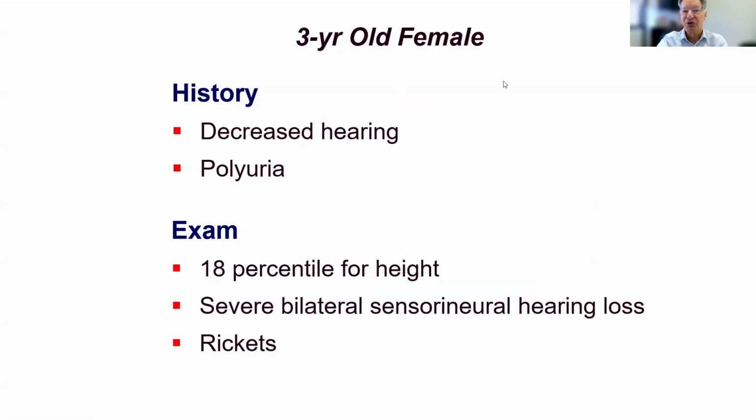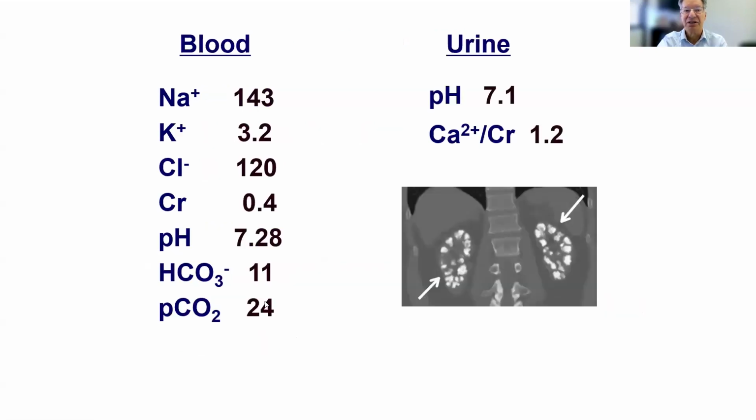Okay, let's switch gears now to a 3-year-old female with decreased hearing and polyuria, 18th percentile for height, severe bilateral sensorineural hearing loss, and rickets. And these are the numbers: hypokalemia, a calculated bicarb on the blood gas of 11, non-gap metabolic acidosis, compensated appropriately, and the urine pH is 7.1. This is in the steady state with a high calcium to creatinine ratio of 1.2 and nephrocalcinosis in both kidneys.